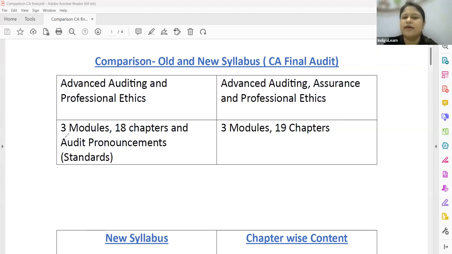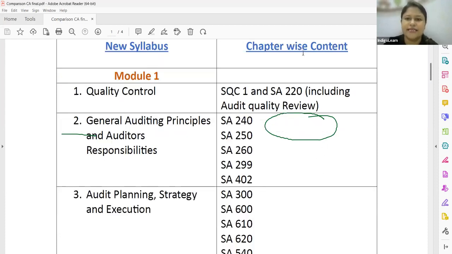Earlier we had 3 modules. Now also they continue to be 3 modules only. Earlier it was 18 chapters. Now the overall discussion is going to be covered by 19 chapters. You can understand the one additional chapter when you clearly understand the emerging areas which were not there earlier. Then when you talk about the new syllabus, let us pick up the chapters one by one and understand them.